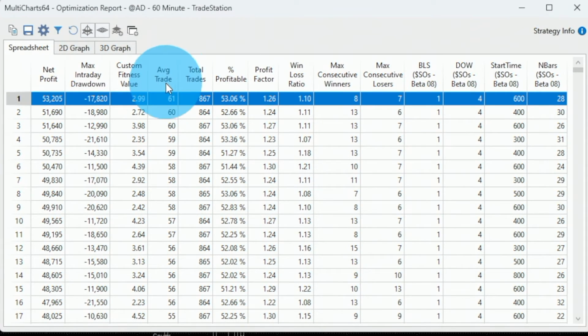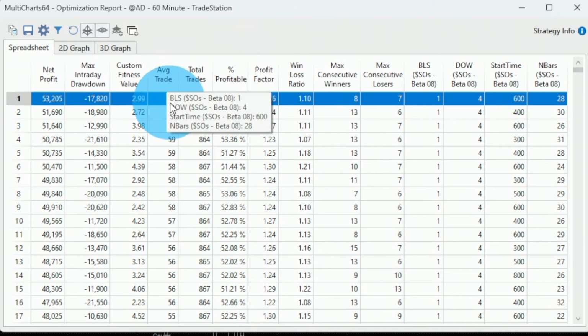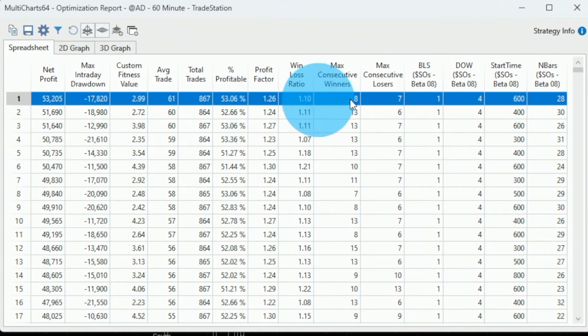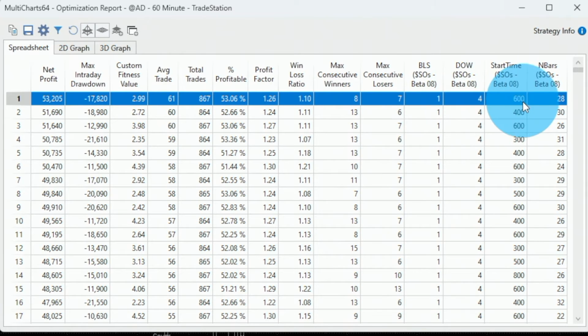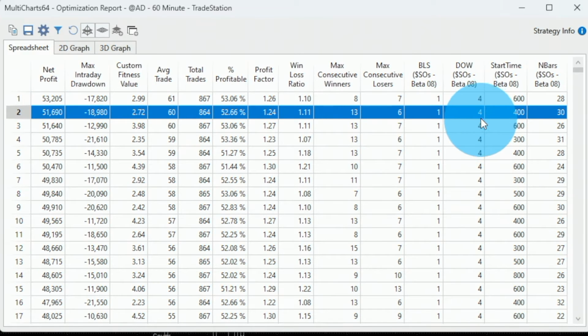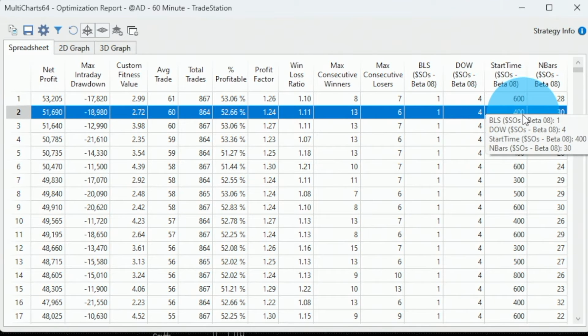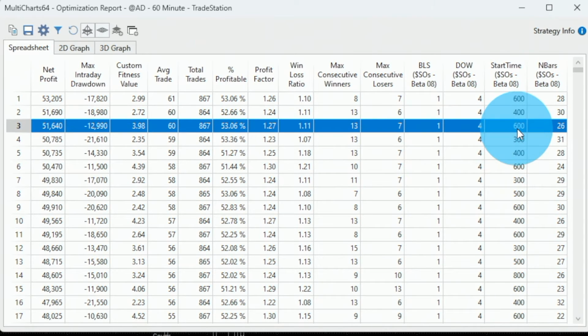And if I want to go by the average trade, the maximum I have is $61, which is short on Thursday at 6 a.m. holding for 28 bars. Next one, again, $60, same pattern because I'm shorting on Thursday, but this is just starting earlier, 4 a.m. Next one, same pattern, starting at 6, but now instead of 28 bars, holding 26 bars. So you see all these are the same pattern.